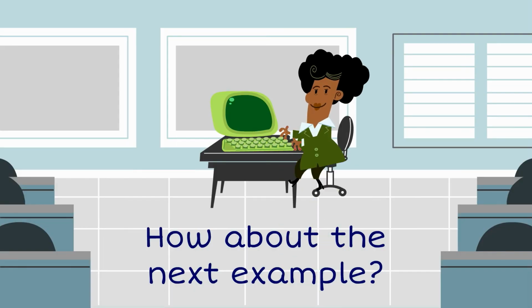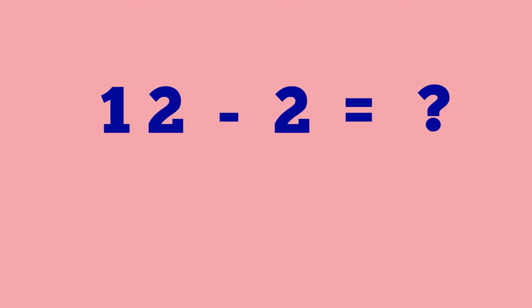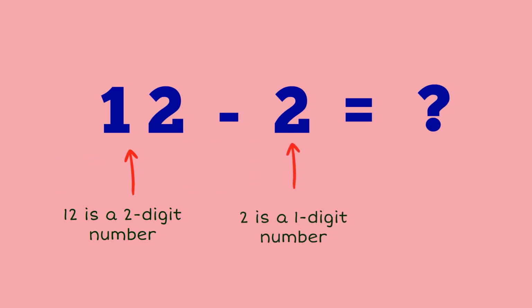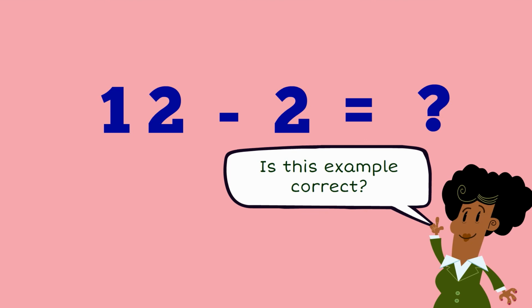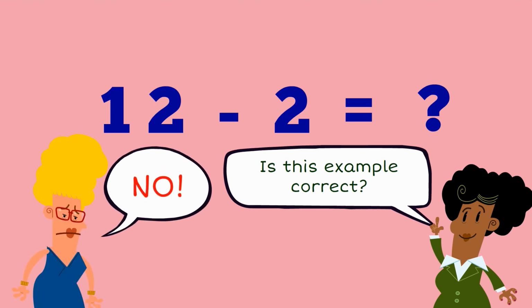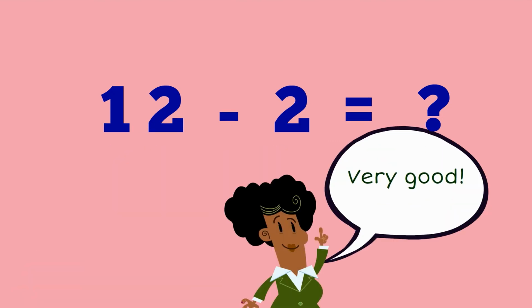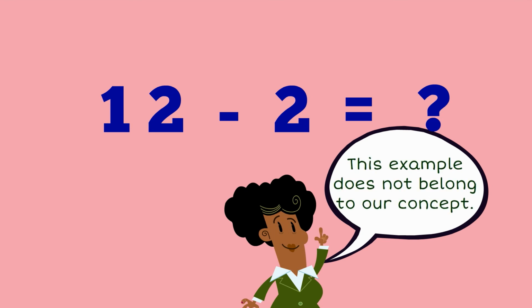How about the next example? 12 minus 2 is equal to. 12 is a two-digit number. 2 is a one-digit number. Look at the numbers. Is this example correct? No! Very good! There should be three numbers. So this example does not belong to our concept.